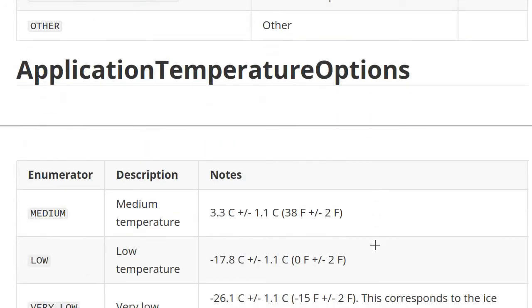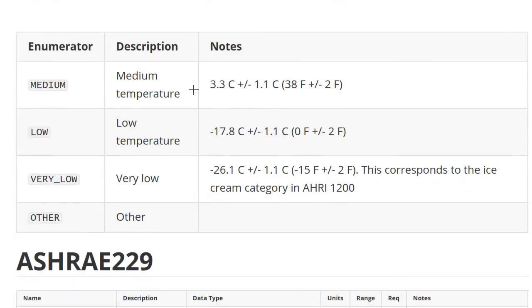And then application temperature options are basically the three different temperatures that typical cases are rated at: medium, low, and very low. You'll please note that very low corresponds to the ice cream category in ASHRAE 1200. So that's it for today. It was not a very big data group that we're discussing.